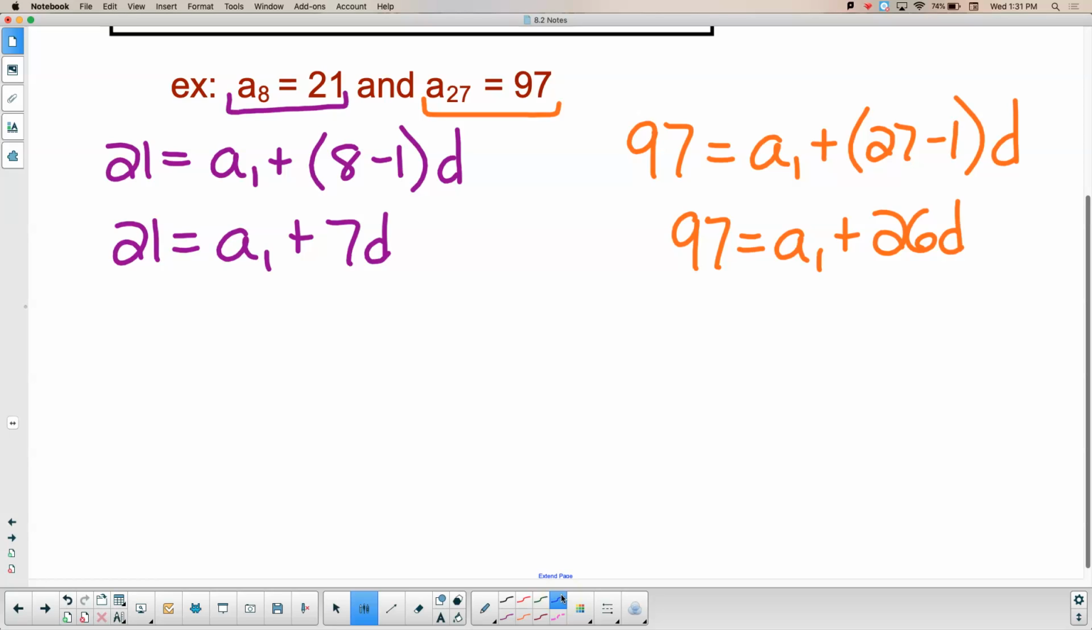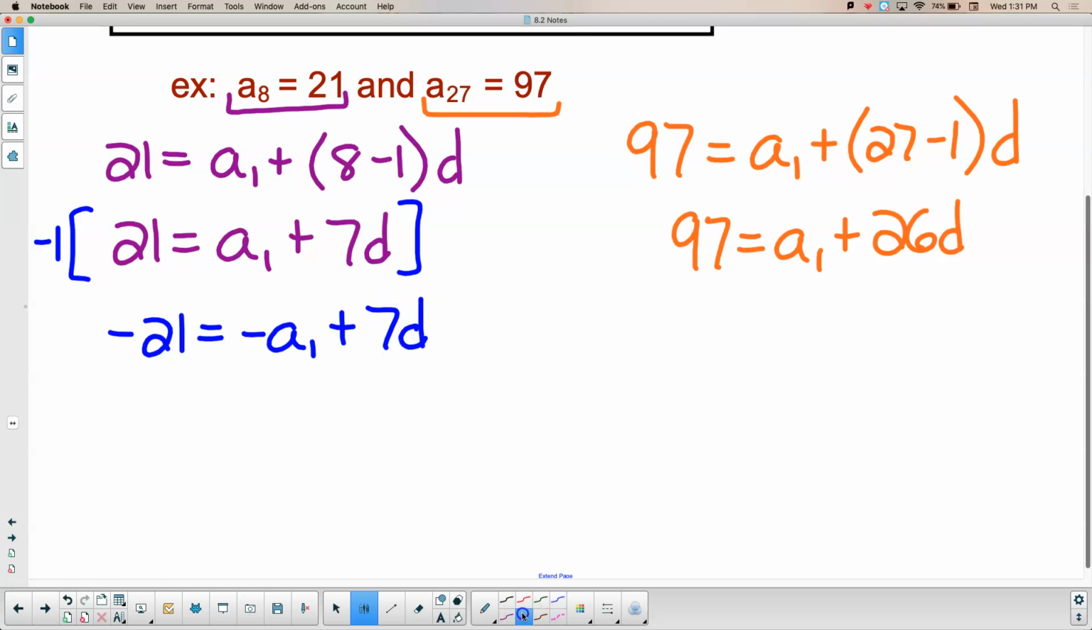Your go-to, probably on this one though, is going to be elimination. Because you're going to multiply this entire equation right here, or one of them, I don't care which one you multiply, but you're going to multiply one of them by negative 1. Because then you get negative 21 equals negative a sub 1 minus 7D, and you keep the other one the same, and what happens? Oops, excuse me, tap the brakes. This right here should be negative.